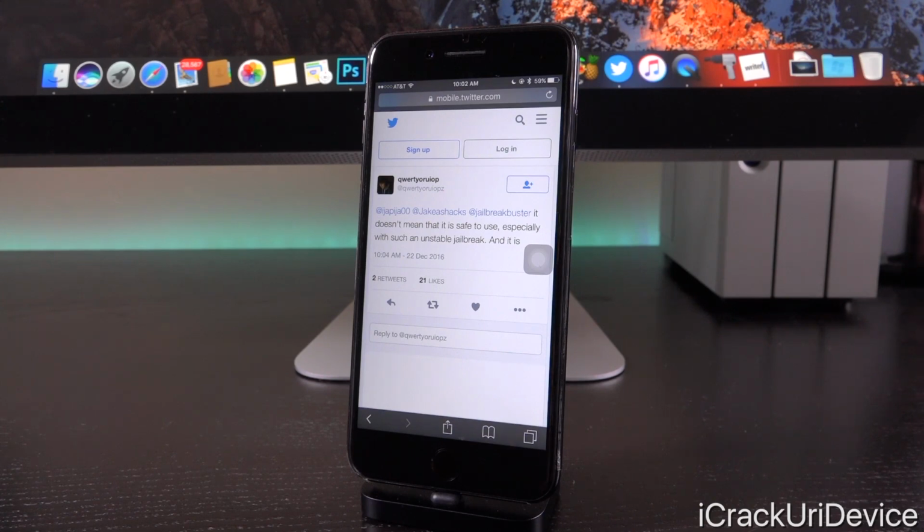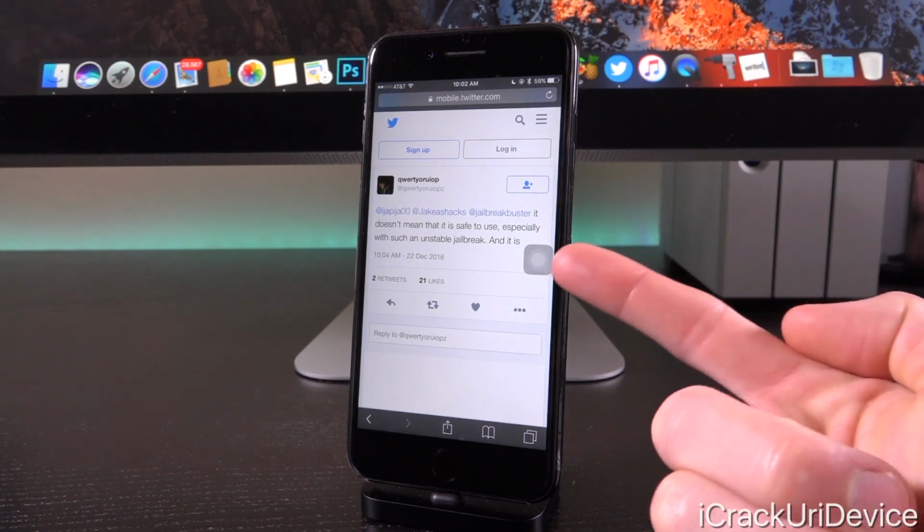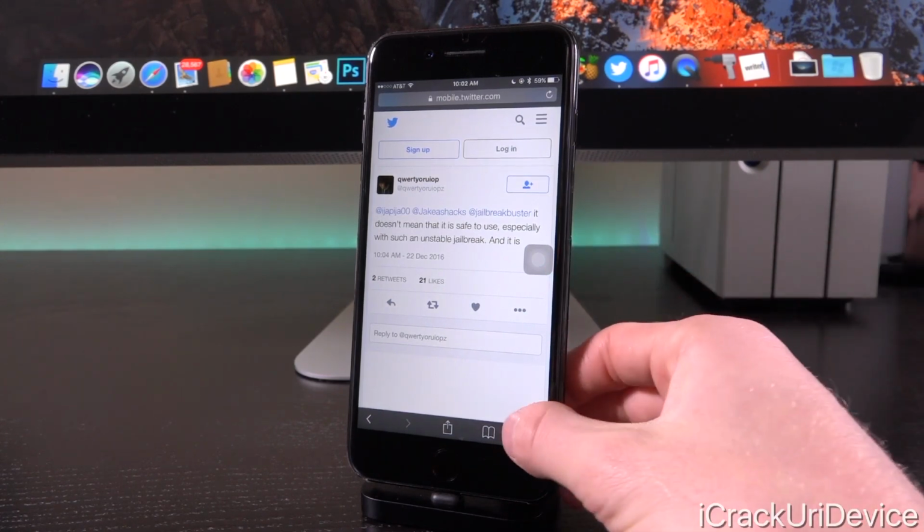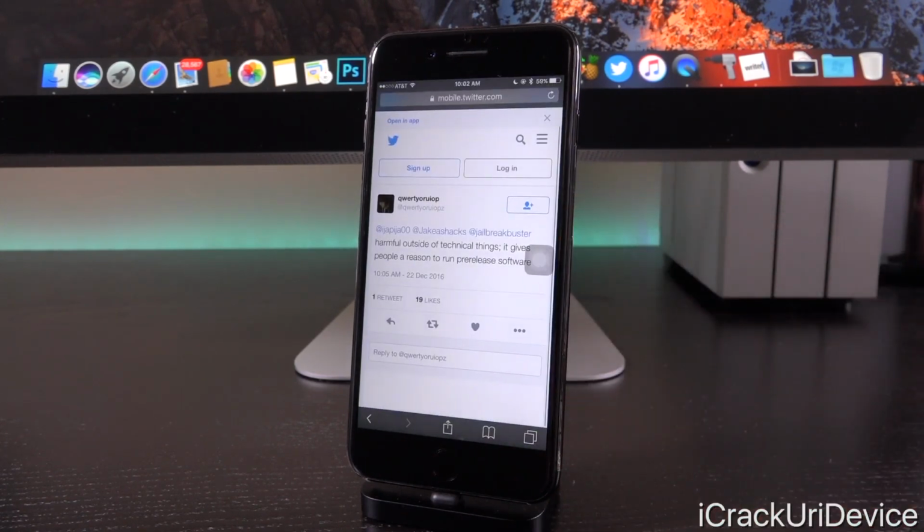Now guys, Luca himself, the developer of this jailbreak, is calling it unstable. So has Saurik, the creator of Cydia. This is not ready to be used by the public. And in a continuation of this original quote, he said, "And it is harmful outside of technical things. It gives people a reason to run pre-release software."